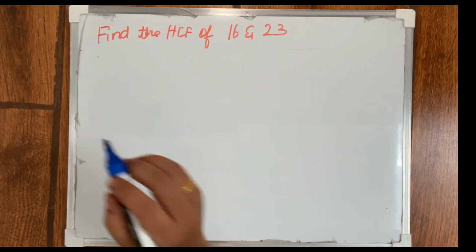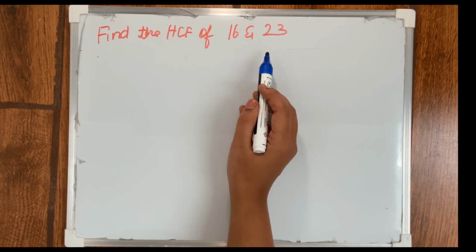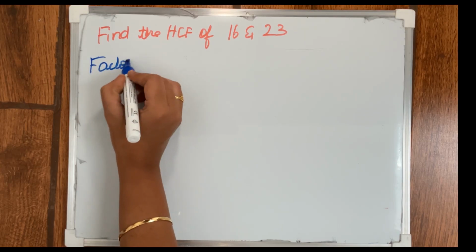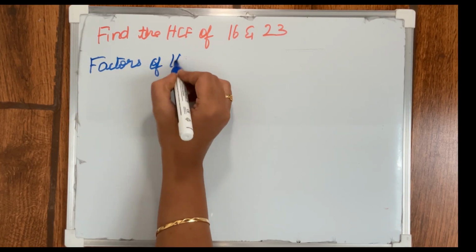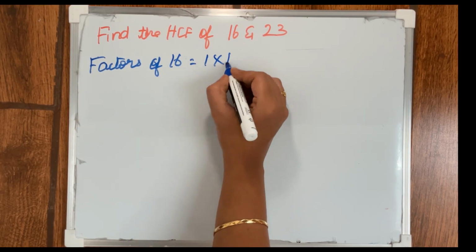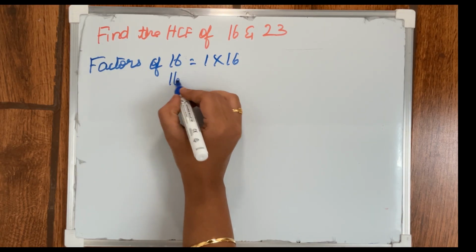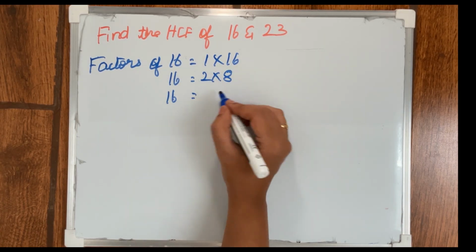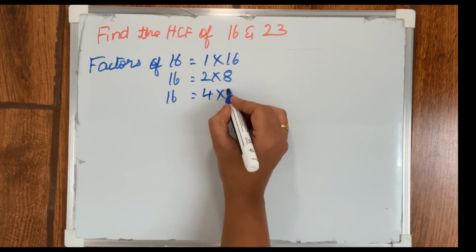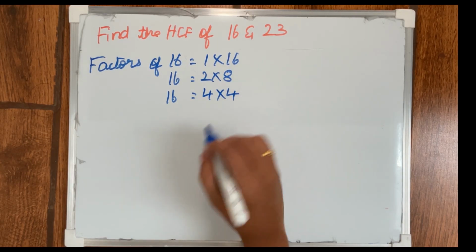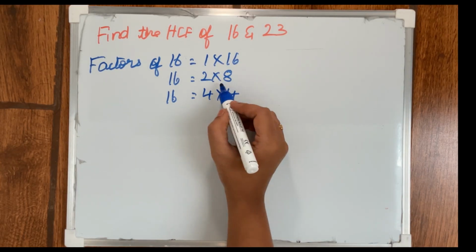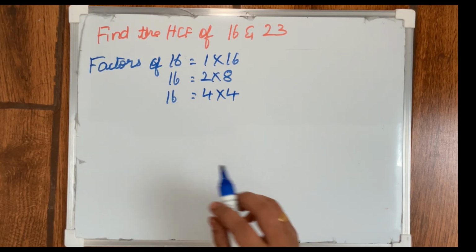Let's solve another problem. Find the HCF of 16 and 23. So first let's find the factors of 16. That is 1 into 16. And which tables will we get? 2 8s are 16. And then 3, no. 4, 4 4s are 16. 5, no, 6, no, 7, no, 8, no, 9, no, 10, no.